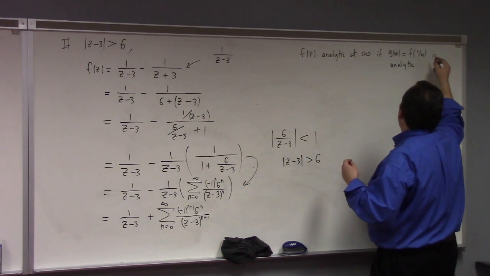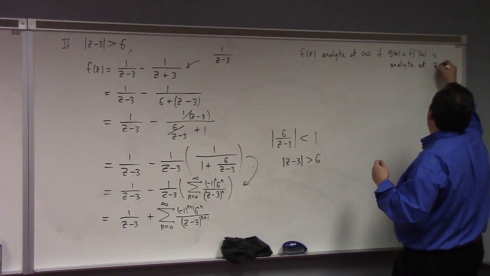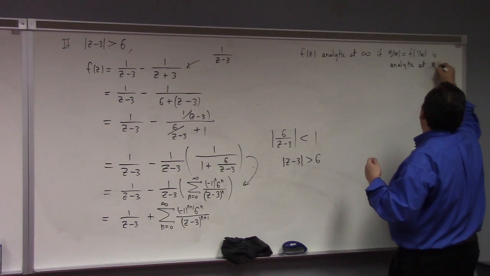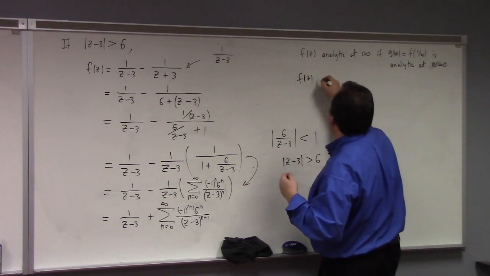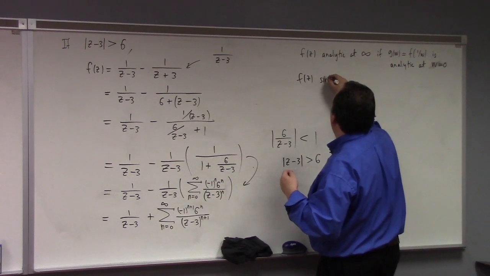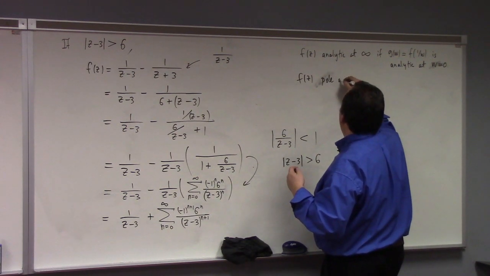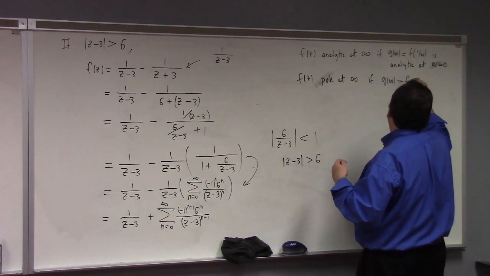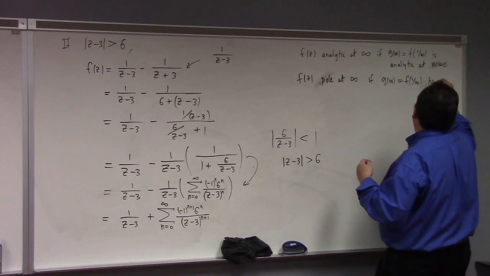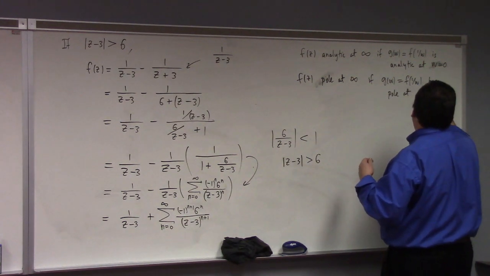So guess what the definition for a pole at infinity is? f of z has a pole at infinity if g of w equals f of 1 over w has a pole at w equals 0. Exactly.